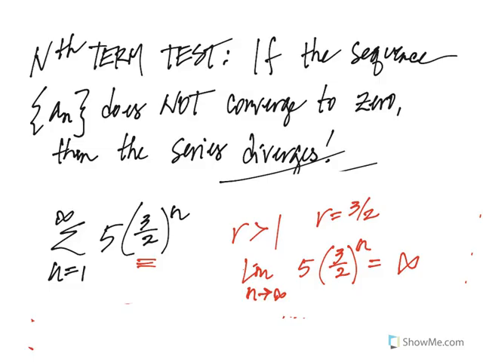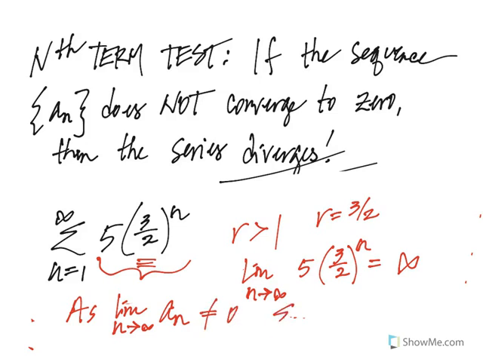These numbers get larger and larger and larger. I'm multiplying them by 1.5 every single time. It goes to infinity. Since the limit as n goes to infinity of my sequence, again, this is a sub n, is not equal to 0, that means the series of a sub n diverges by the nth term test.